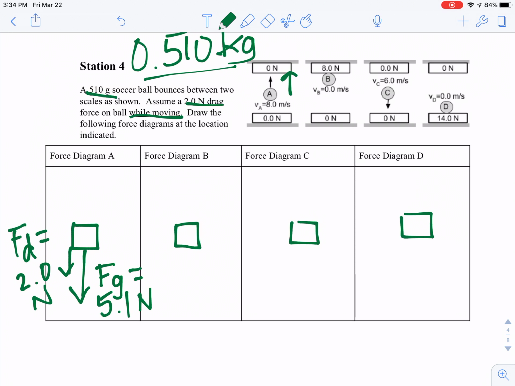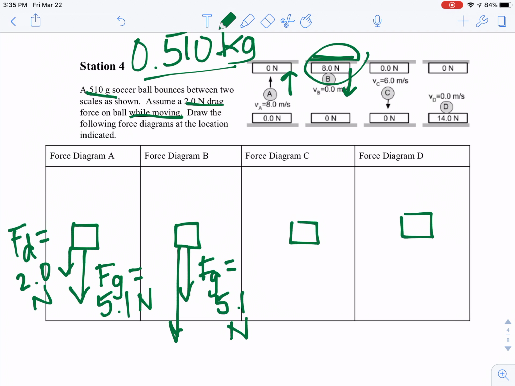Okay, the next one. Still force of gravity pointing down. And the other thing, we've got this scale up here, and it reads 8. And that scale, that ceiling is making the ball want to turn around and go back down. So it's actually a normal force that points down. Crazy. So that normal force is going to be the 8 newtons. So we've got force of gravity pointing down with 5.1 newtons, normal force pointing down with 8 newtons.